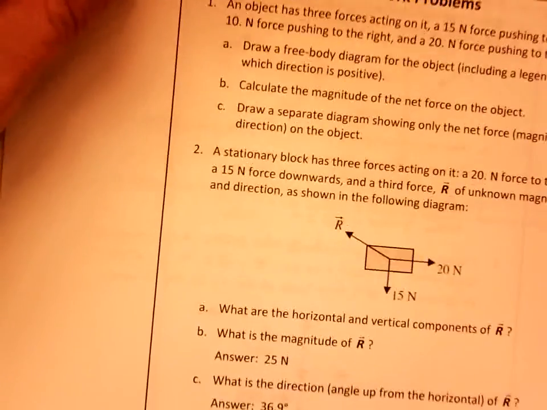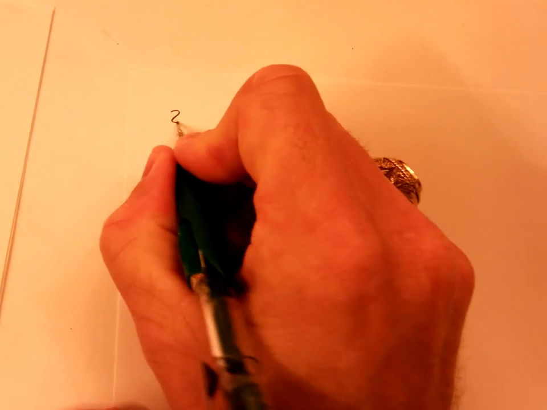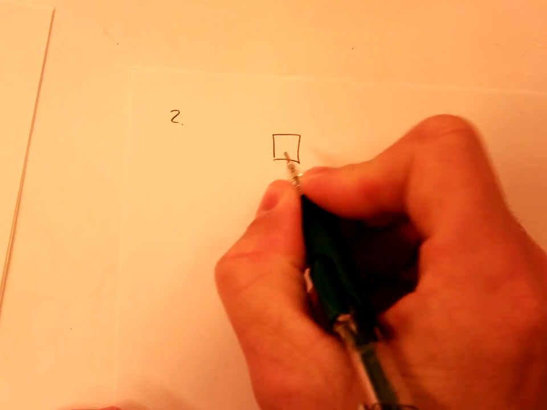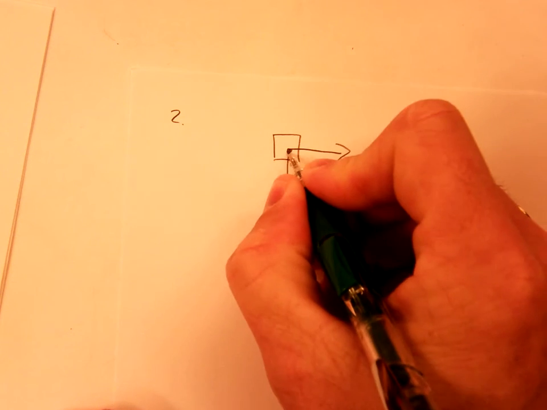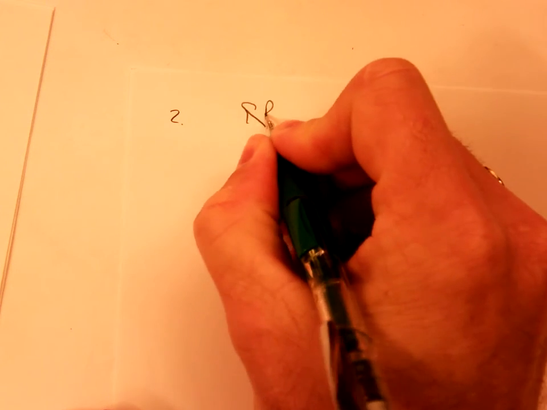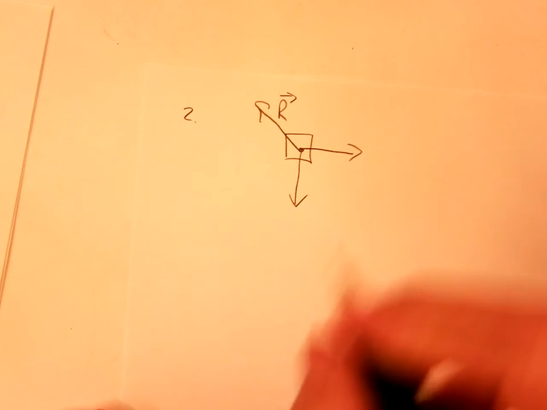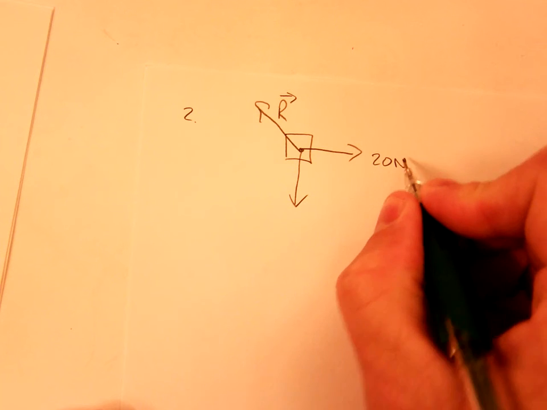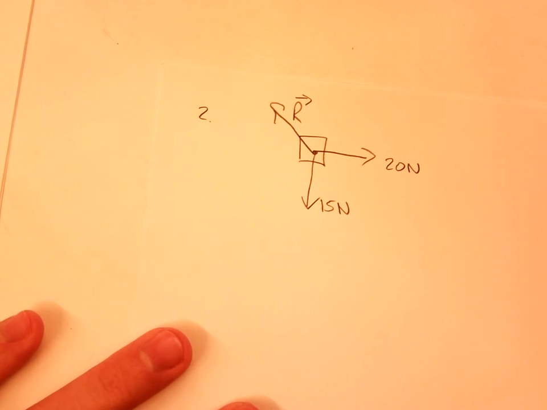So what this problem is doing is actually walking you through how we work these problems. So we always start with a free body diagram. Your free body diagram is pretty much drawn for you. All right, so there's R. We show vectors with little arrows over them. This is 20 newtons, and this is 15 newtons. Okay? That's what that looks like.